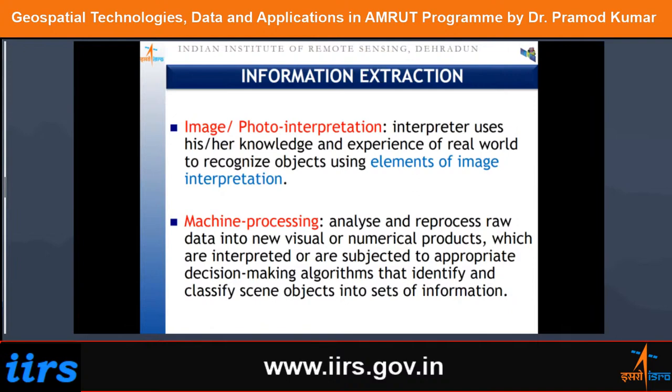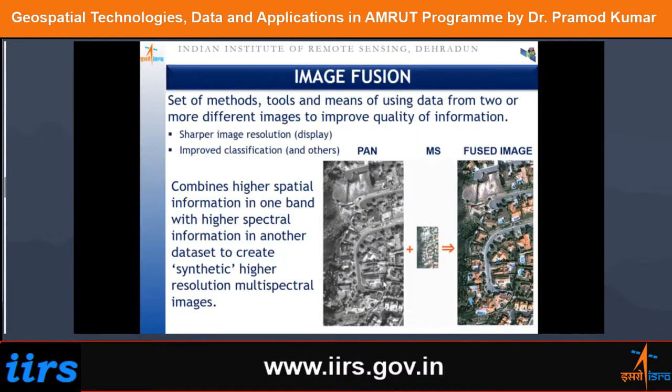Now, what is image fusion and what is the role of image fusion? Typically in sensors, the panchromatic band is much superior in spatial resolution and inferior in spectral resolution. On the contrary, the multispectral image is inferior in spatial resolution and much superior in spectral resolution. There are three bands, and then panchromatic is a single band.